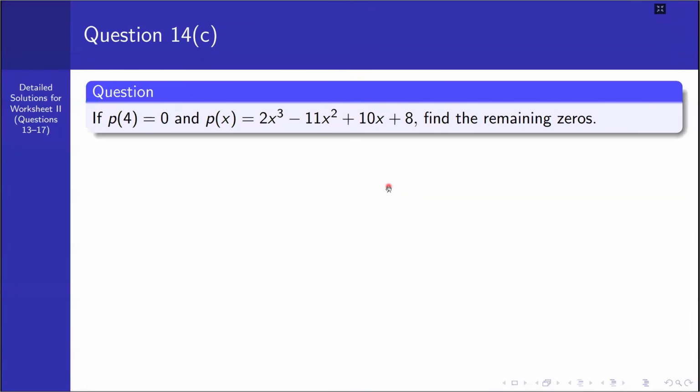Okay, next question, number 14c. If p(4) is equal to 0 and p(x) is equal to 2x cubed minus 11x squared plus 10x plus 8, then find the remaining zeros.